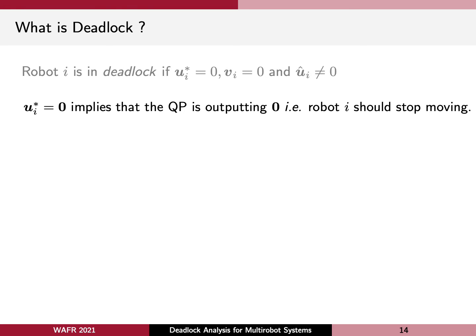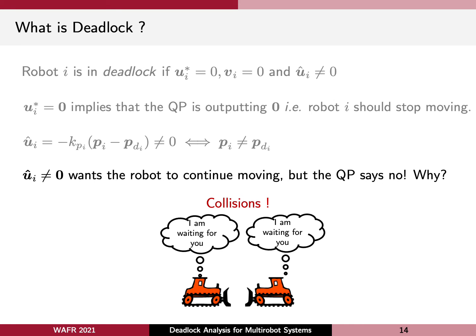ui star equals 0 means that the QP is outputting 0, so the robot is static. ui hat not equal to 0 means that the robot should continue moving because it is not at its goal. But the QP says no. Why does that conflict occur? Well, that is to prevent collisions. In other words, if the QP is commanding the robots to stop, that's because any movement will cause them to violate safety.